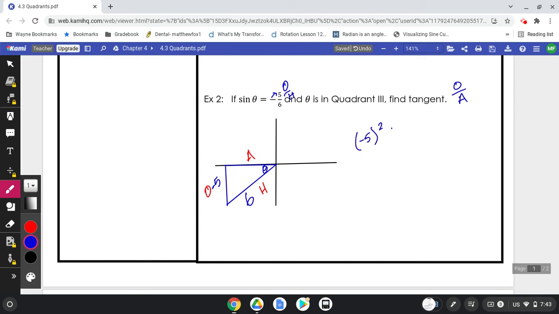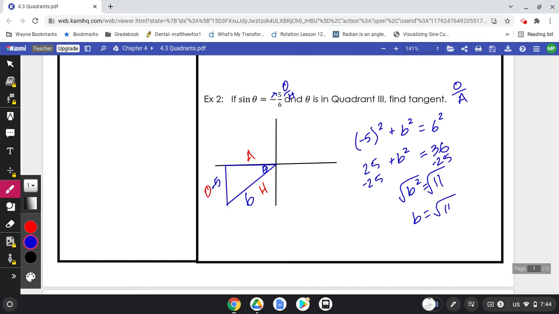-5 squared plus b squared, we don't know what that side is, equals 6 squared. We'll get 25 plus b squared equals 36. Subtract 25, b squared equals 11. Take the square root, and b will equal the square root of 11.